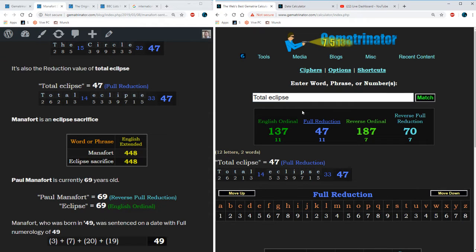A phrase that sums to 47 in reduction is total eclipse. If you follow my work, you understand by now that the news scripts most of its major news stories in alignment with the dates of the most recent and next total solar eclipses. These are very rare events. They only occur about 7 times per decade on average. And even in my original 2 posts about Paul Manafort, I discussed the numerology and how it was related to eclipses. In fact, he was found guilty on August 21st last year, which is the anniversary of the Great American Eclipse from 2017.